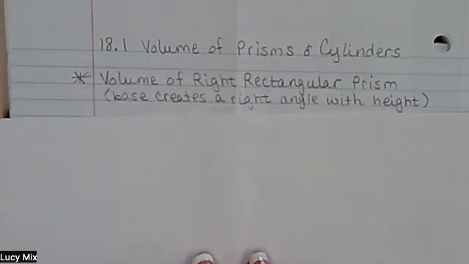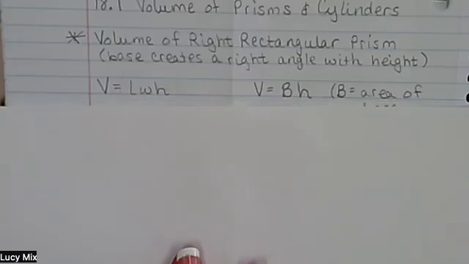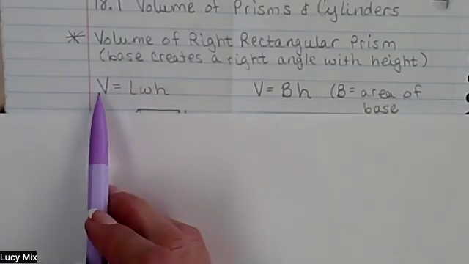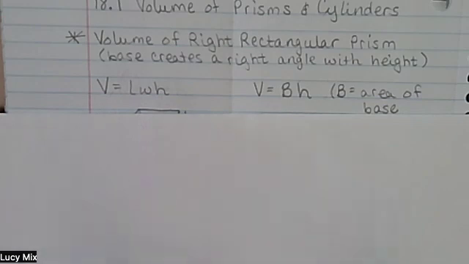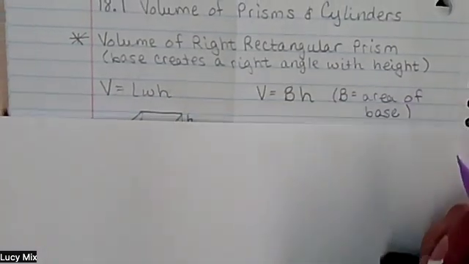So we're going to just start right out with the volume of a right rectangular prism. And the reason it's called right is because the base creates a right angle with the height. So for the right rectangular prism, volume is length times width times height. You may remember this from middle school.